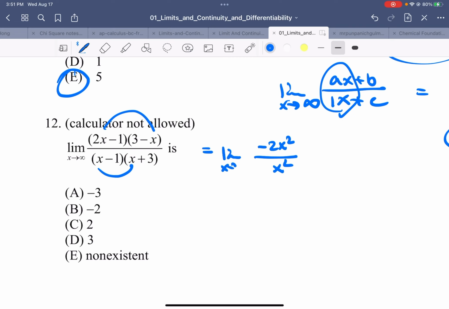Now limit as x approaches infinity. So this one cancels. So negative 2. Answer will be B. And then that is also the horizontal asymptote. y equals negative 2 is the horizontal asymptote.